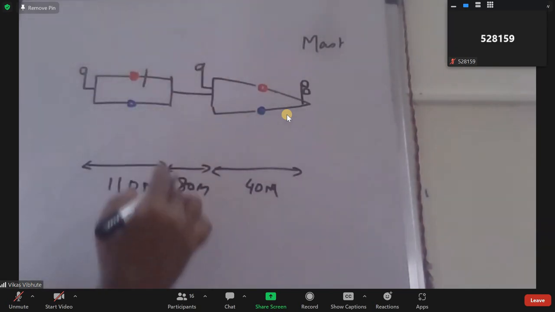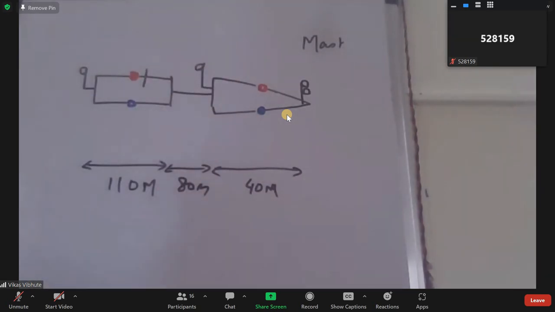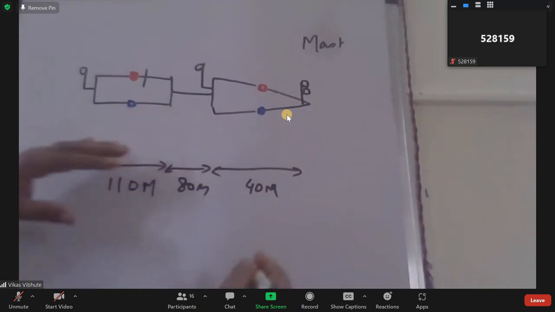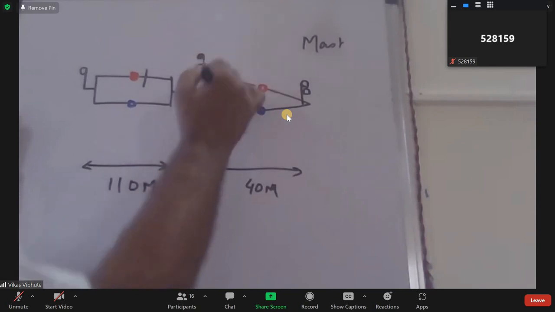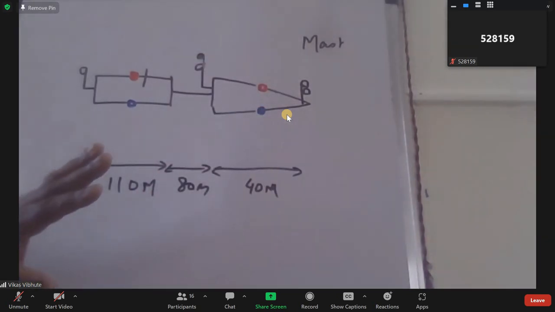Should the towing light be compulsory? Nothing wrong with putting the towing light, but it's not compulsory for a small tow, a tow less than 200 meters in length.